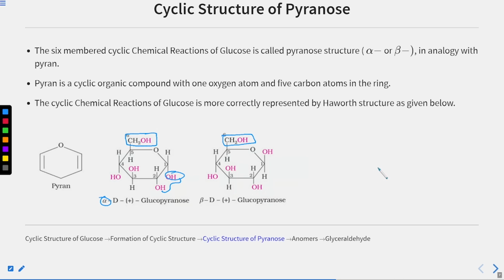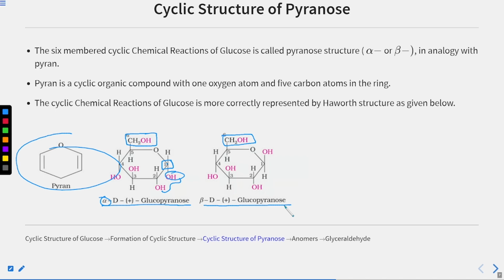So this is the cyclic structure of glucose, which resembles pyranose. What are the points that you should remember? First of all, you must remember the numbering: first, second, third, fourth, fifth, sixth. The first position decides which form of glucose we are looking at. If the OH group is present on the downside at the first position, we call it alpha D glucopyranose, and if it is present on the upside, we call it beta D glucopyranose.